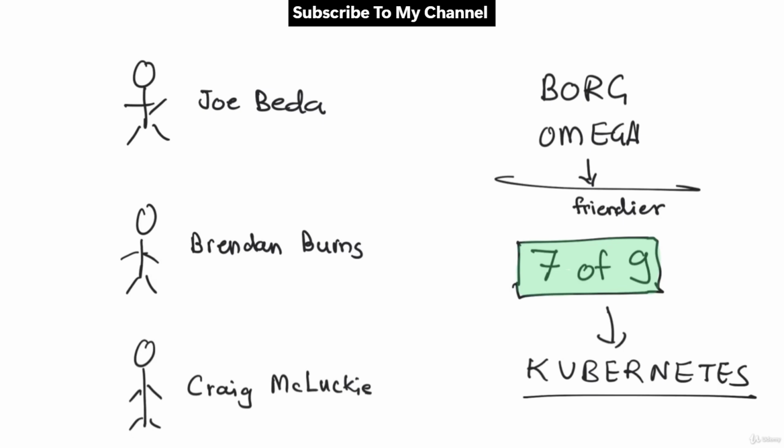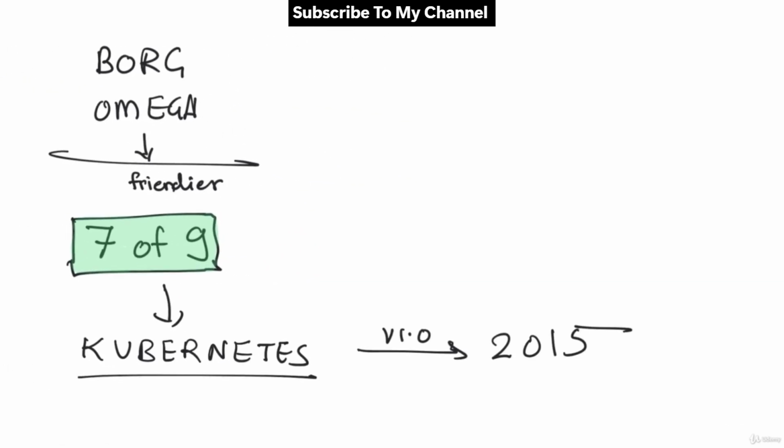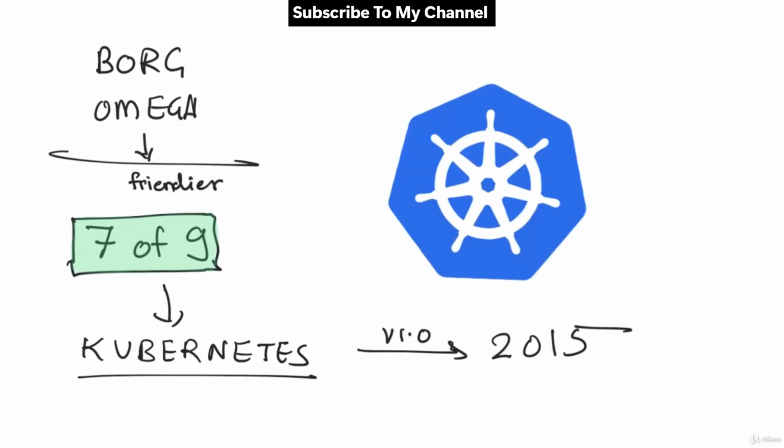The first version of Kubernetes to be released was in 2015. And since then, it has been one of the most popular and one of the most contributed projects on GitHub.